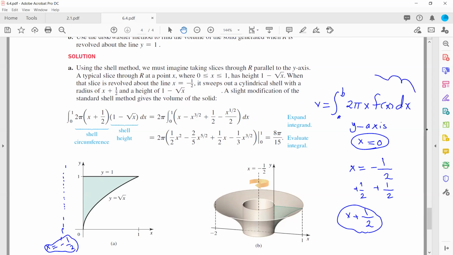So again, this is your original formula to find the volume. Instead of revolving this around the y-axis or x equals 0, you are now having a new line x equals negative a half, which is on the left-hand side of your region. If you bring negative a half to the other side, you're actually making this shift, x plus a half. So instead of x, now you use x plus a half.